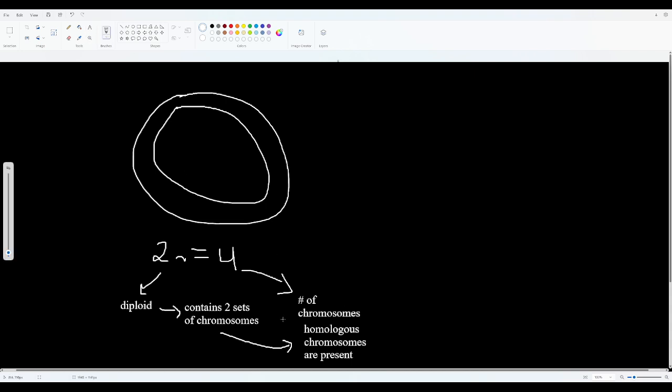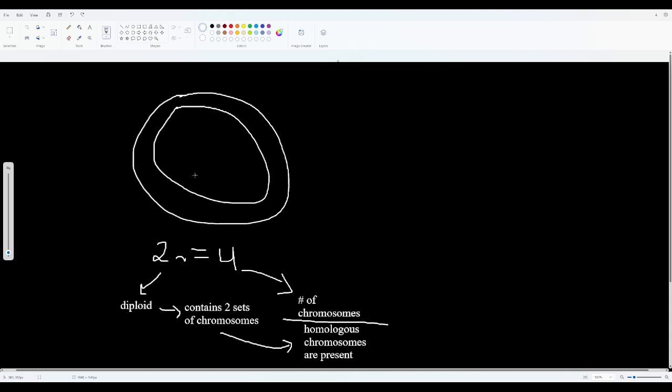So let's go ahead and divide these off a little bit. When something contains 2 sets of chromosomes, it means we have homologous chromosomes. Homo means same, so homologous chromosomes are the same thing. It means the chromosomes have the same genes and the same length. They do not have the same nucleotide sequence.